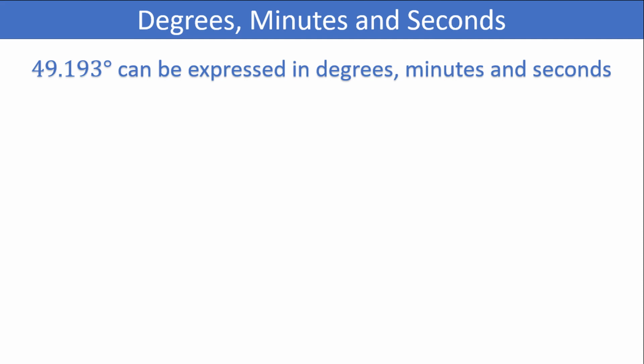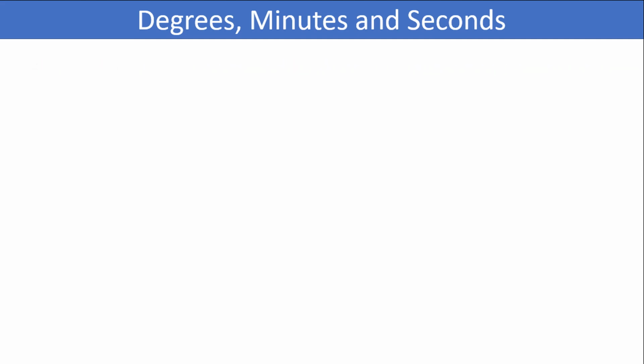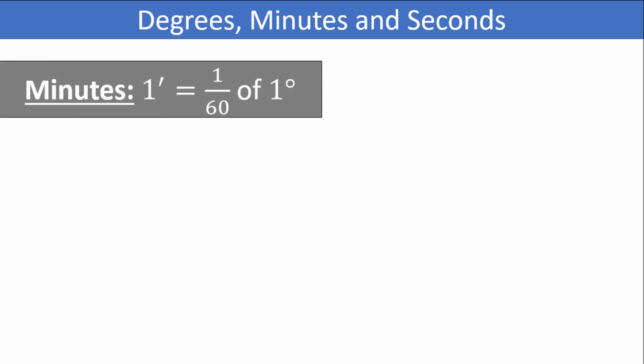seconds. We typically think of minutes and seconds as units of time, but here, minutes and seconds units relate to the measurement of an angle. More specifically, 1 minute, written as 1 with a little prime symbol like this, kind of like feet, is equal to 1/60th of a degree. In other words, there are 60 minutes in a degree, kind of like there are 60 minutes in an hour.